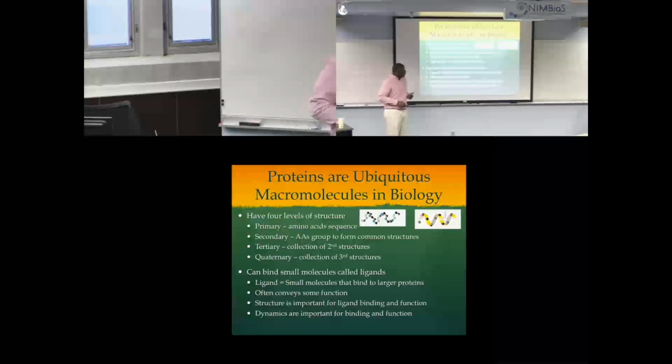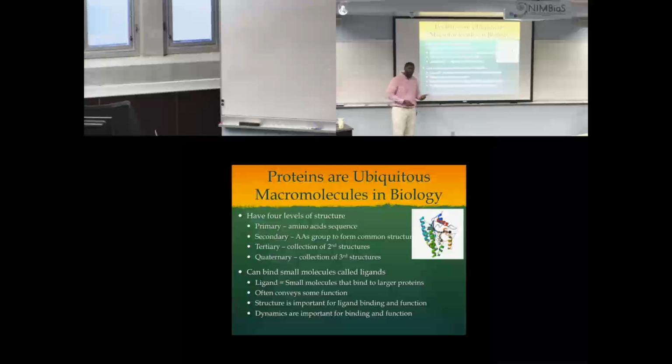So you can go even further to tertiary structure. Tertiary structure is a collection of secondary structures, right? So here you can see some of the helices here, so on and so on. And if you go even further, there's quaternary structure, which I won't go so much into.